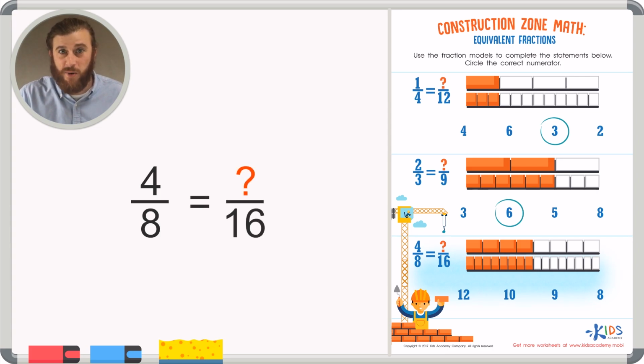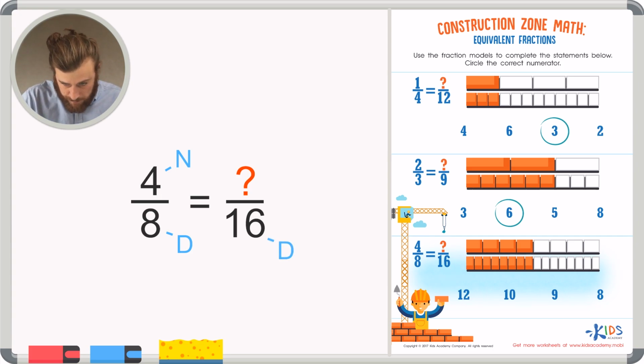Let's identify the numerator and denominator in the first fraction. In the first fraction, the numerator is 4. That means there are 4 pieces shaded in. The numerator is always the top number. The bottom number is our denominator. That tells us how many pieces there are in total. And in total, there are 8 pieces in our first fraction. In our second fraction, there are 16 pieces in total.